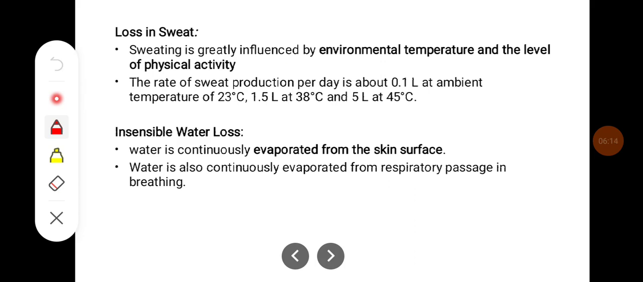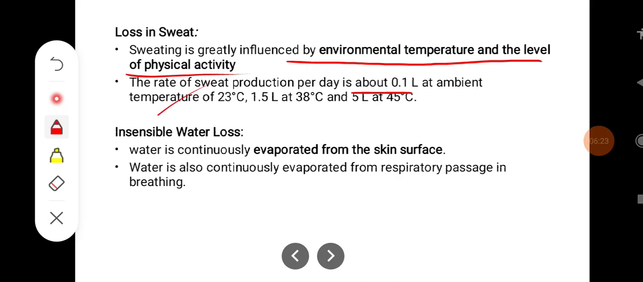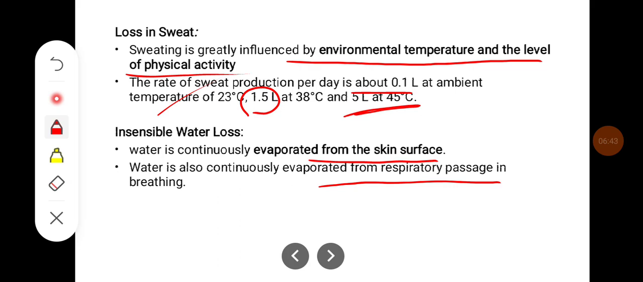Sweating is greatly influenced by environmental temperature and level of physical activity. The rate of sweat production per day is about 0.1 liter at an ambient temperature of 23 degrees Celsius, 1.5 liters at 38 degrees Celsius, and 5 liters at 45 degrees Celsius. Water is continuously evaporated from the skin surfaces, which is called insensible water loss. Water is also continuously evaporated from the respiratory passage in breathing.